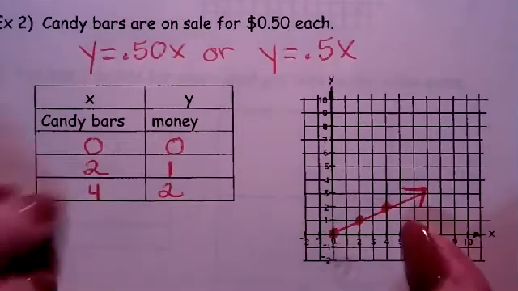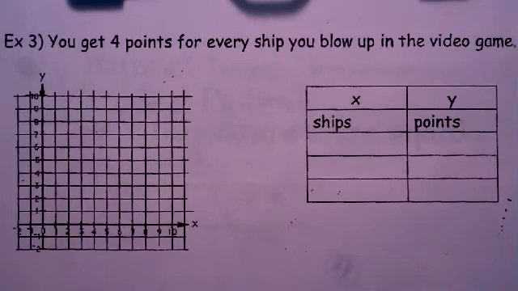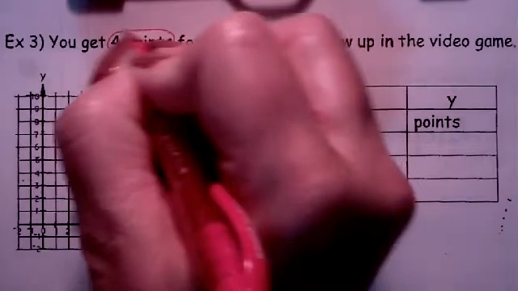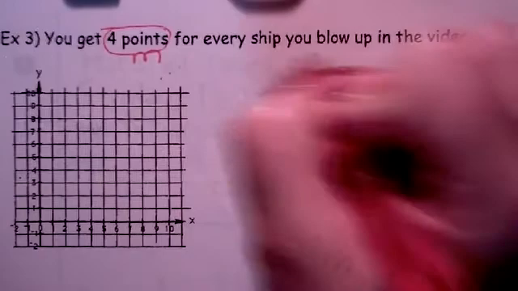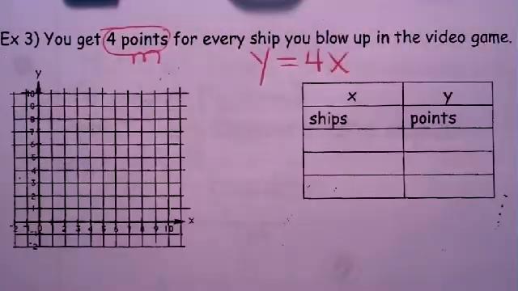Okay? Now, let's go look at example 3. Okay? Example 3 in our notes. It says we're going to get 4 points for every ship you blow up in a video game. Okay, so what is our rate of change right here? Isn't it 4 points? So that's our m. So our equation is going to be y equals 4x.